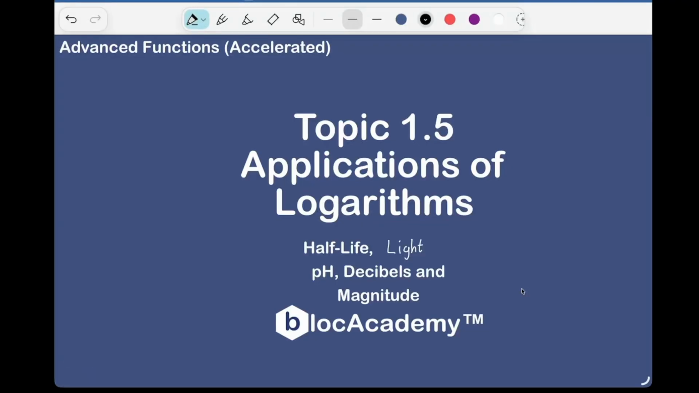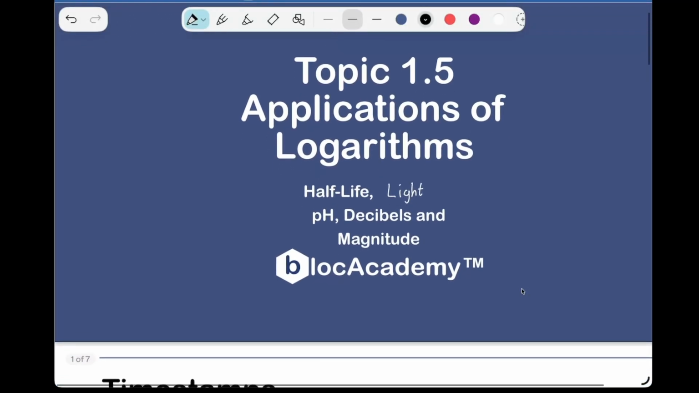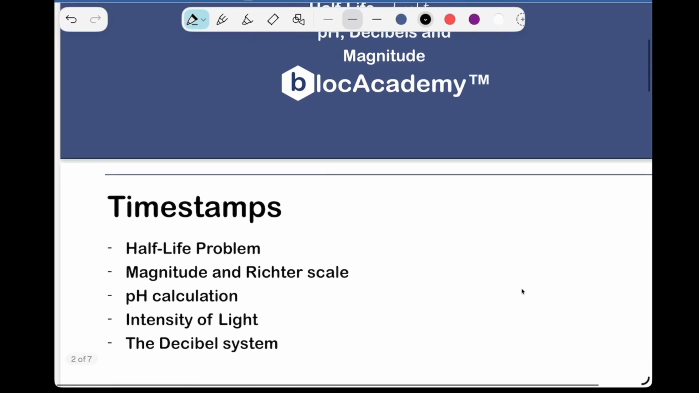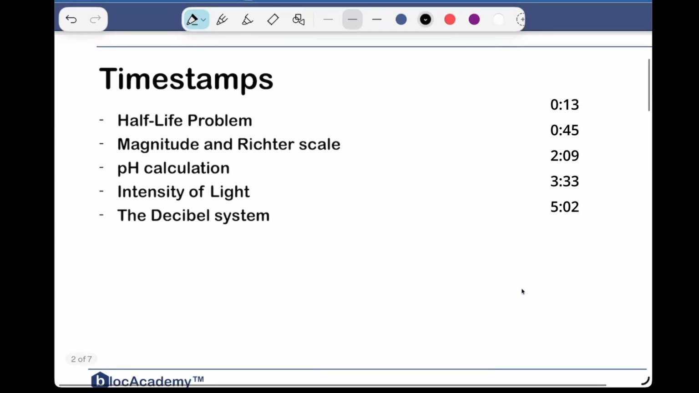Topic 1.5, Applications of Logarithms. We're going to cover half-life, light, pH, decibels, and magnitude. So, here are some timestamps, as usual.